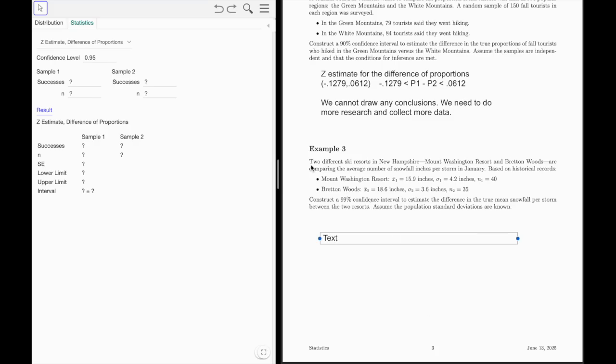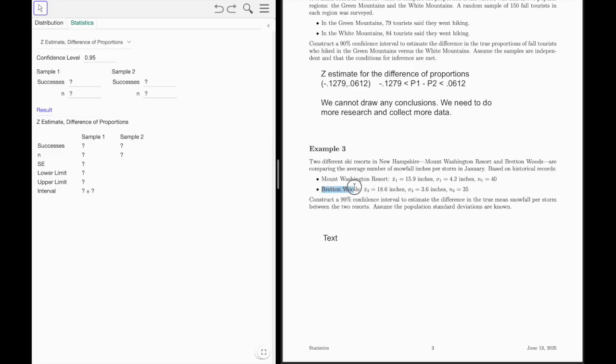For our last example, we have that two different ski resorts in New Hampshire, Mount Washington Resort and Bretton Woods, are comparing the average number of snowfall inches per storm in January. Based on historical records, we have that Mount Washington Resort has a sample mean of 15.9 inches from a sample of 40, and we have our population standard deviation, which is 4.2.